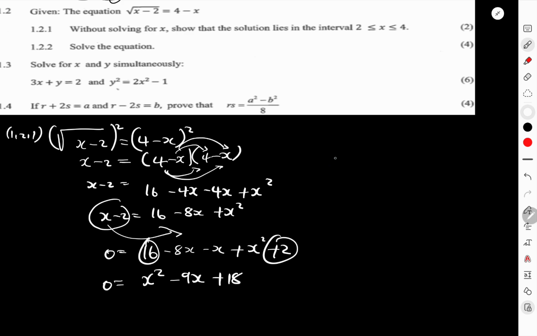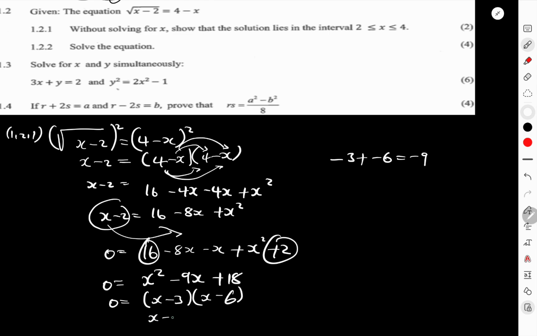So I know that negative 3 multiplied by negative 6 is what? Positive 18. And if I remove this particular negative sign and substitute a positive sign there, it's going to be negative 3 plus negative 6, which is negative 9, meaning those numbers are negative 3 and negative 6. Therefore I'm going to have 0 equals (x minus 3)(x minus 6), right? Because negative 3 times negative 6 is positive 18, and negative 3 plus negative 6 is negative 9.